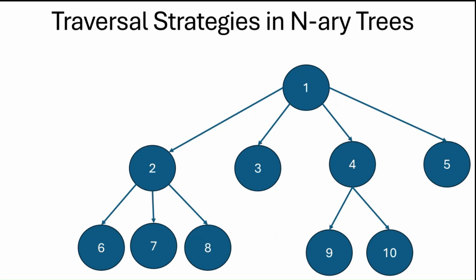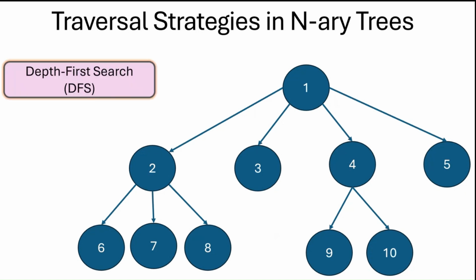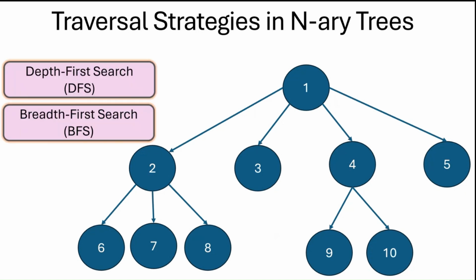N-ary tree nodes are visited using depth first search, DFS, and breadth first search, BFS. Let's understand the depth first search, or DFS, for an N-ary tree. Depth first search means you start from the root node, take one branch, and go into that branch as deep as possible till you visit the last node of that branch, or you can say the leaf node of the branch.